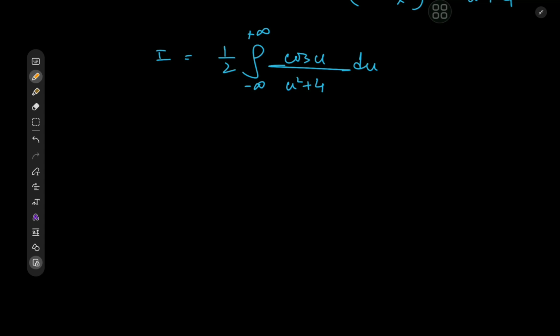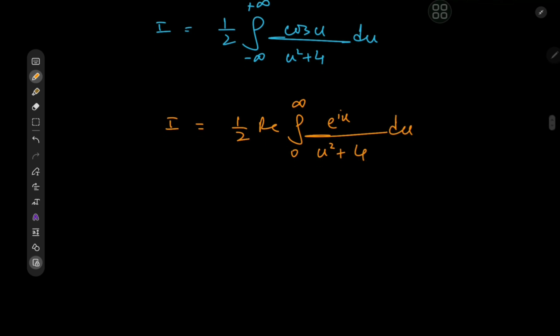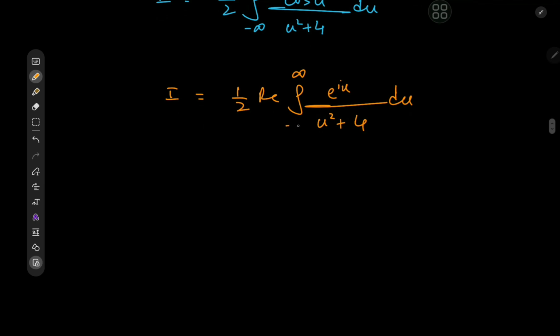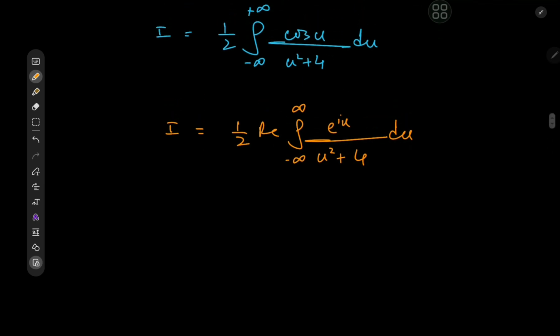So recall that cosine x, or in this case cosine u, is the real part of e to the i times u, so we can write this as 1/2 the real part of the integral from 0 to infinity of e to the iu divided by u squared plus 4 du. Okay, cool. So we'll define, wait, the lower bound was negative infinity.